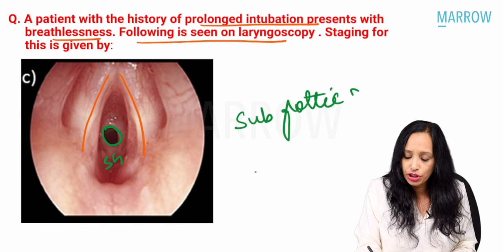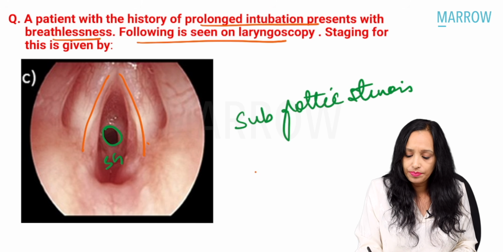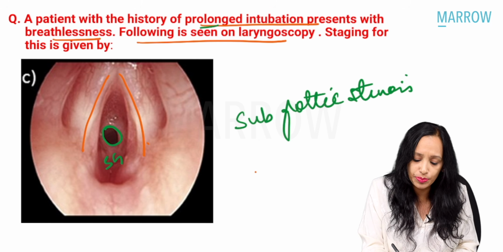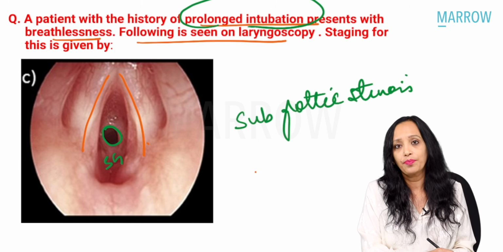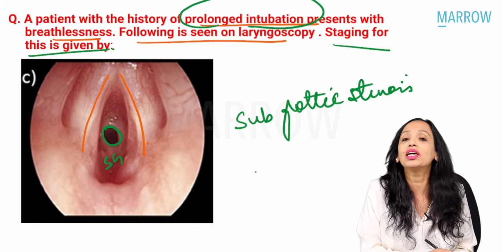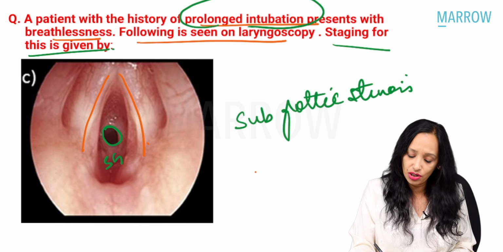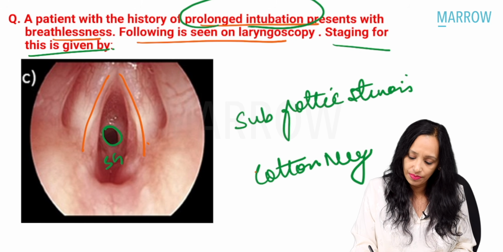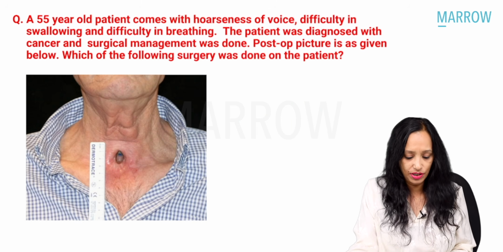Yes, the subglottic stenosis can be congenital, but the most common acquired cause is prolonged intubation. And what is asked here is the staging for this, which is given by, yes, the Cotton-Mayer classification. Cotton-Mayer classification.